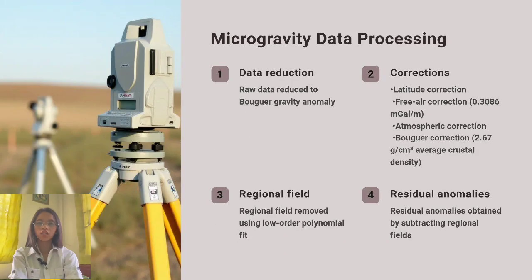So for the processing of the microgravity data, the raw gravity data were corrected for latitude, elevation, atmospheric effects, and converted to Bouguer anomalies. They removed the regional gravity field with a polynomial fit, isolating residual anomalies linked to local features like cavities. Careful data processing is crucial for reliable interpretation.